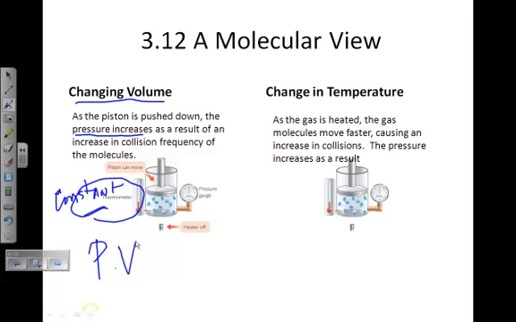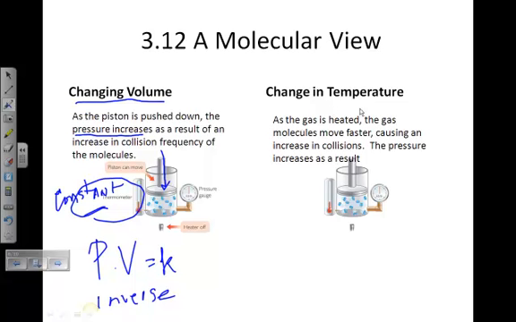Looking at that, we know PV equals K, meaning they're inversely proportional. Therefore, we can see that as the pressure increases, that would be the piston being pushed down, the volume is going to get smaller. The pressure increases. Why? Because each particle now has less space to move, so its collisions within that area are going to be more frequent. So that explains that increase in pressure.